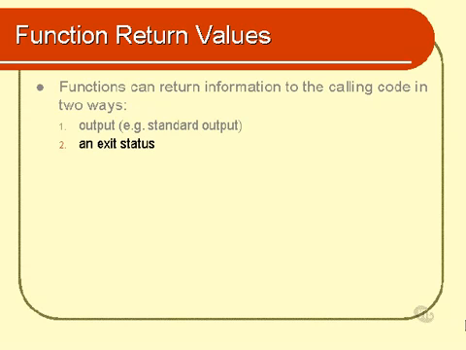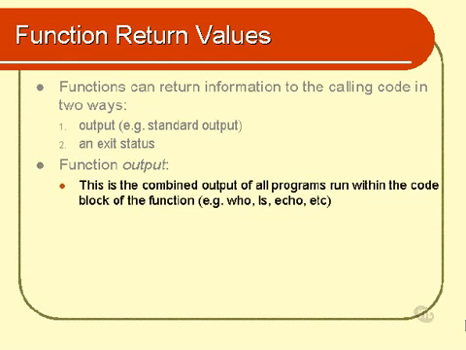Now you recall we've talked about exit statuses before when we've been using if statements and while loops. Well, now we're going to talk about them in conjunction with functions and how you can actually set an exit status for your function. But that's in a moment as well. First I want to talk about function output. So this is the first of those two options. It's actually fairly straightforward.